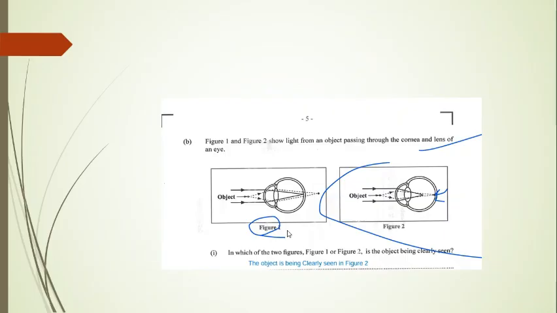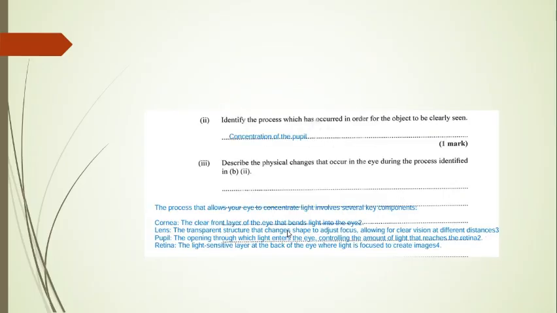So the object that is being clearly seen is figure 2. Identify the process which has occurred in order for the object to be clearly seen, which is the concentration of light in the pupil. It's just generally concentration. Describe the physical changes that occur in the eye during the process.